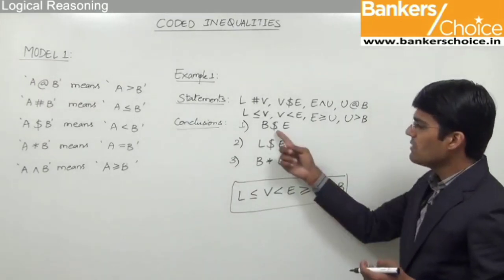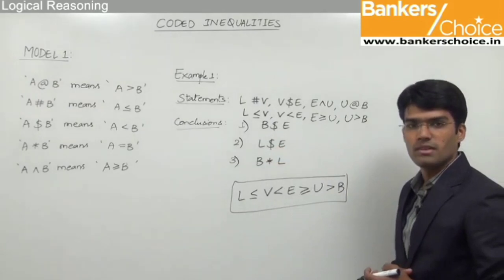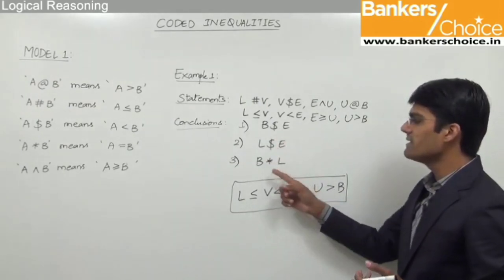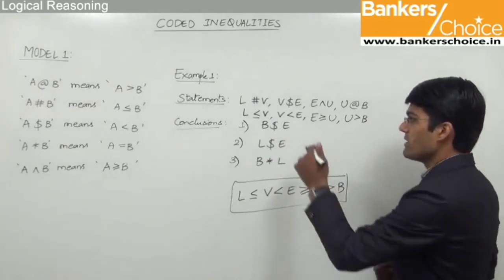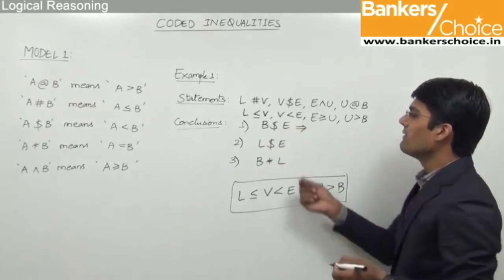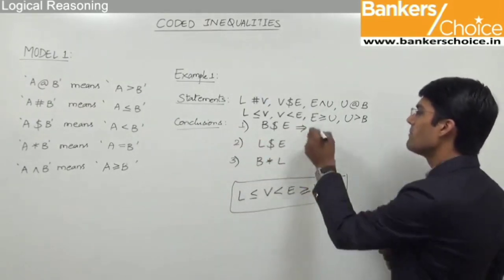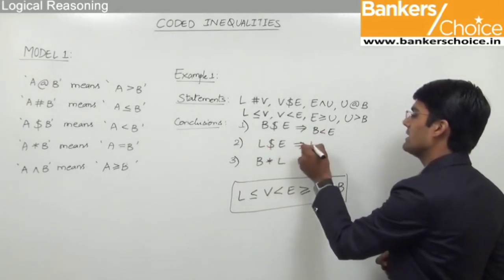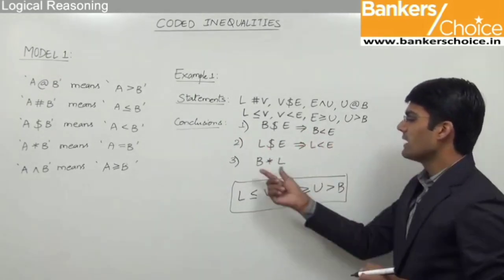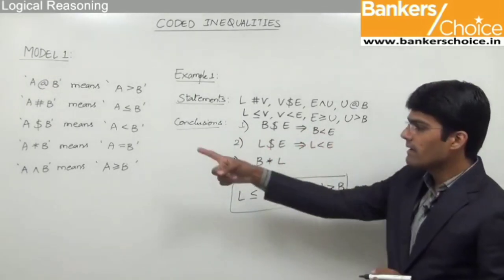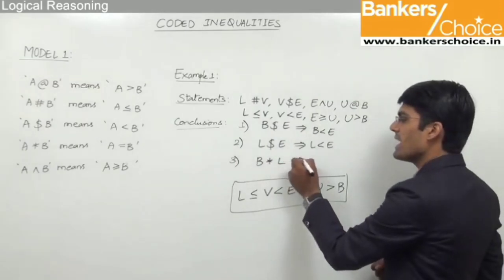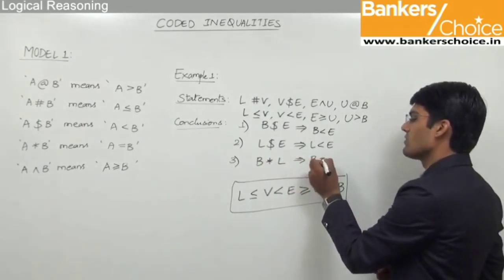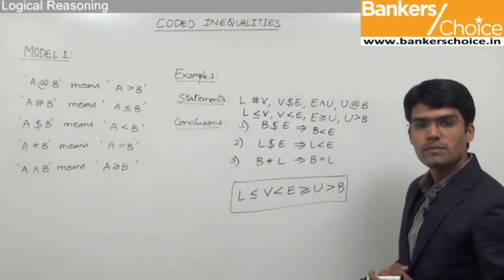And now we need to decide which of these conclusions are true. Again, we need to first replace these symbols with the proper inequality. So in the first one we have B$E, which means B less than E. The second one again is L$E, so L less than E. And the third one is B*L. From the given information we know that star is nothing but equal to. So we can say B is equal to L.